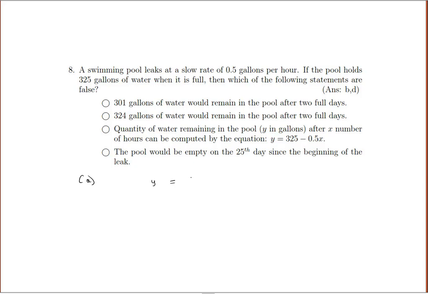So y must be equal to the initial capacity of the pool, that is 325 as given here, minus 0.5 times the number of hours since it has started to leak. So 0.5 times x. That is how we arrive at the equation. Initially we had 325 gallons of water.